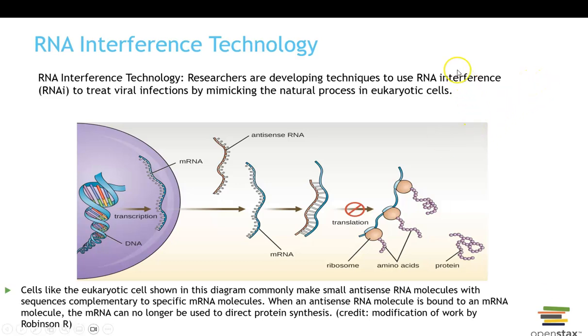So imagine we introduce a complementary strand of RNA to our messenger RNA, which they call antisense. If this antisense matches or attaches to the messenger RNA, it's going to block the messenger RNA. When you block or interfere with the messenger RNA, the ribosomes cannot attach to it. When there is no ribosomal attachment, there is no translation, so they cannot make the protein anymore.